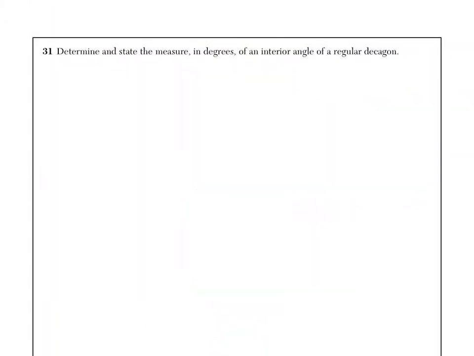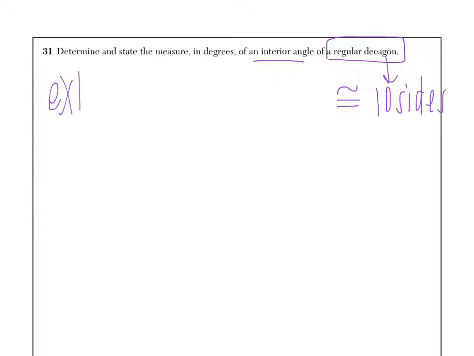Number 31 says determine and state the measure in degrees of an interior angle of a regular decagon. Now, a decagon has 10 sides. And because this is regular, there are 10 congruent sides. So here, I'm going to teach you how to find an exterior angle. And then we'll talk about how to find the interior angle.